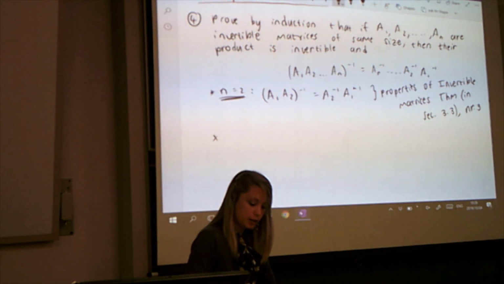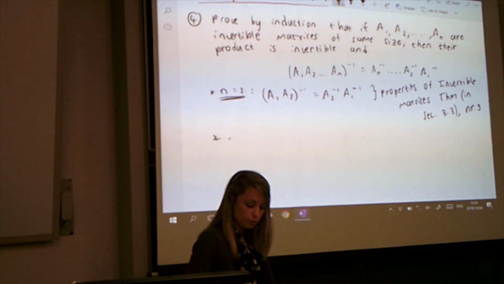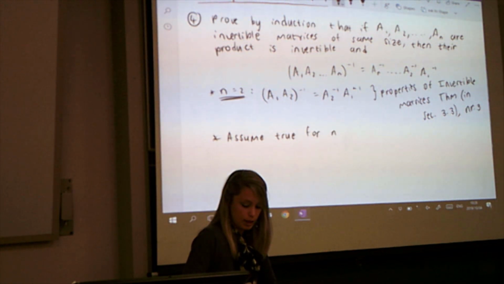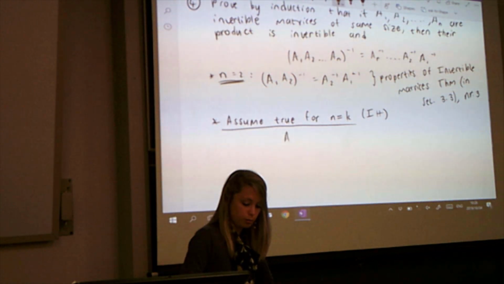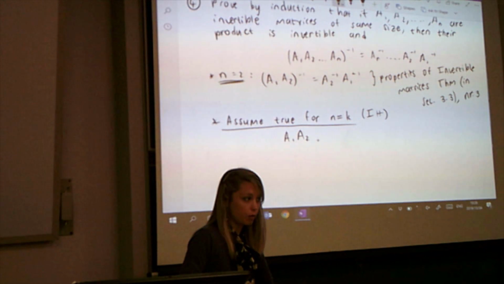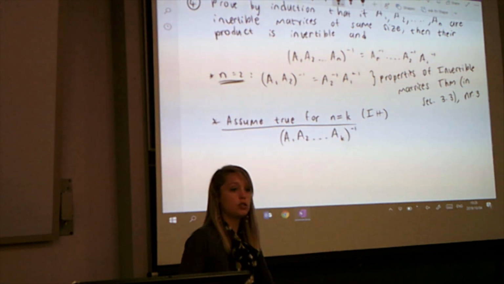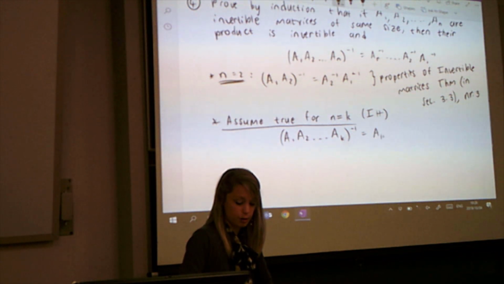Now, our next step of induction is to assume that it's true when n equals k. So, assume true for n equals k, and that is going to be our induction hypothesis. So in other words, we are going to assume that the inverse of the product of k matrices equals the product of the inverses of the k matrices in reverse order.